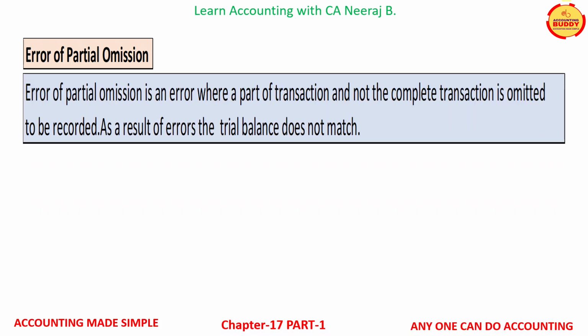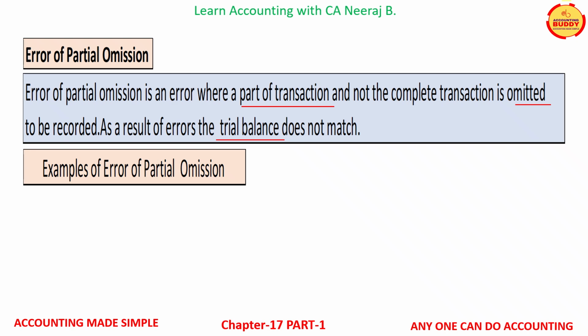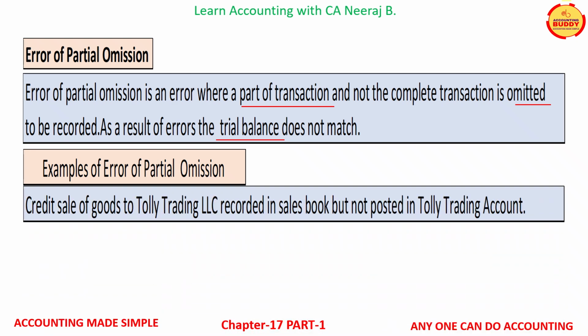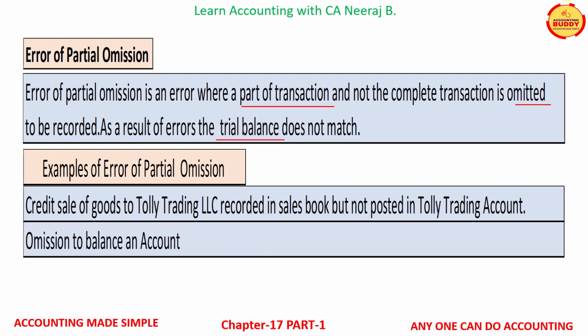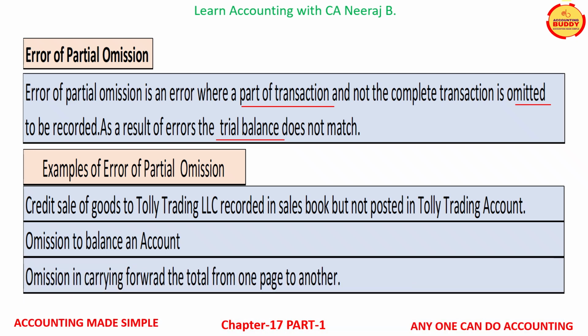In this slide, we will learn about error of partial omission. Error of partial omission is an error where a part of a transaction, and not the complete transaction, is omitted to be recorded. As a result of such errors, the trial balance does not match. Some of the examples of the error of partial omission are credit sale of goods to Tolly Trading LLC recorded in the sales book but not posted in Tolly Trading LLC account. Omission to balance an account is another example of error of partial omission. Omission in carrying forward the total from one page to another is another example.